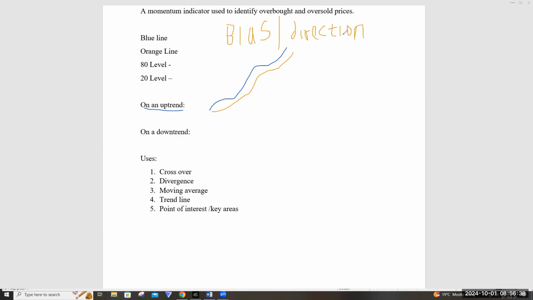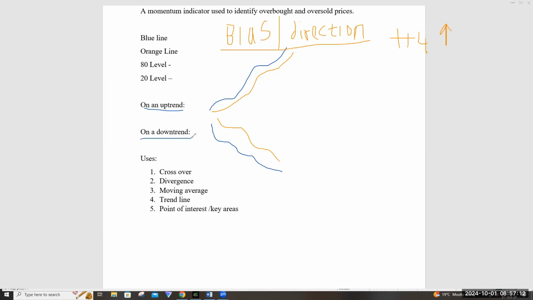Remember, this should be done on the higher time frame. If you're doing market analysis, it should be on the higher time frame. So we are talking about the 4-hour chart and above, nothing below this. That is for direction. So if the blue line is at the top and the orange line is at the bottom and you're looking for direction, then that is an uptrend. The other side, if it's on the downtrend, then you find that the orange line will be at the top while the blue line will be at the bottom.